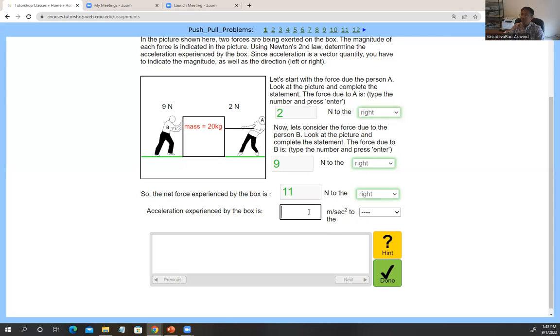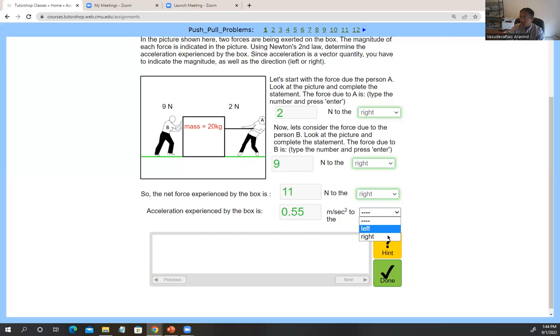So the acceleration experienced by the box, again, suppose the student has no clue, then the student can ask for a hint. The hint says acceleration equals force over mass. Hopefully this clarifies to the student. If not, the student can ask for another hint. You just enter the force in the box above, that's 11 newtons, and divide that by the mass, which is 20 kilograms. So 11 divided by 20, so that will be 0.55 meters per second squared. Okay, that's the right answer, as you can see.